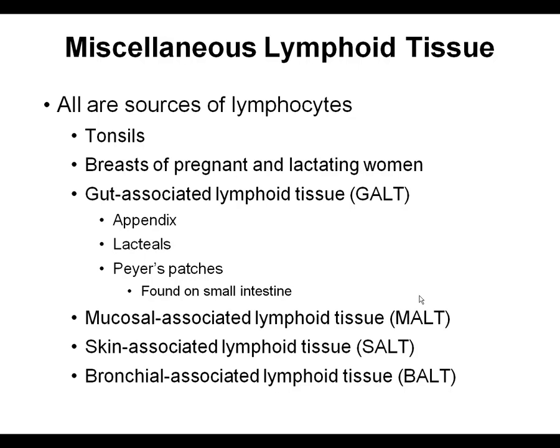You're going to find within the gut, these are going to include things like the appendix, the lacteals, and the Peyer's patches. All of the rest of these are going to have lymphatic tissues that protect different regions of the body, like the mucosa, the skin, and the bronchioles.